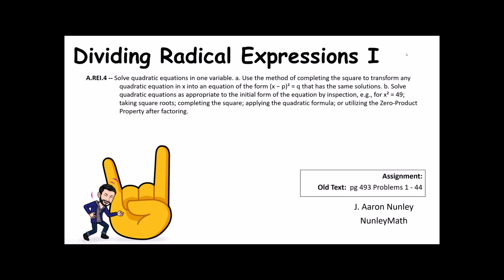Today we're going to talk about dividing radical expressions, and you can see I've called this dividing radical expressions 1. Ordinarily I would do this entire lesson in one day in class, but using distance learning it's a little more difficult to cover all of these ideas at once. So I'm going to split this up into 2 lessons over the course of a couple of days.